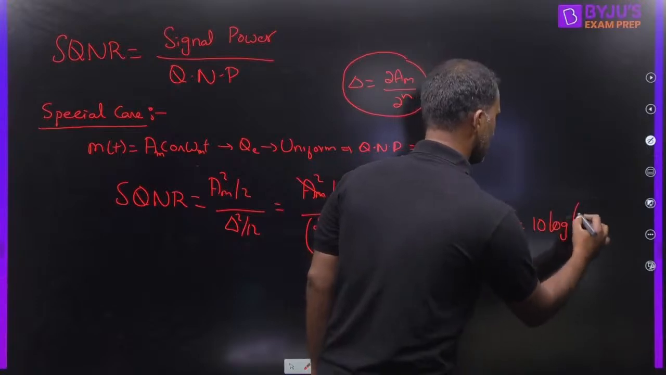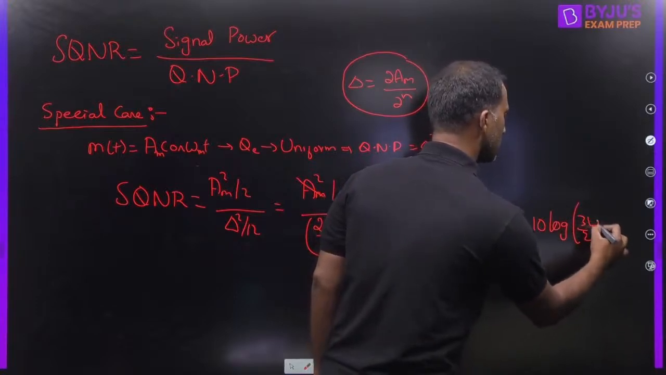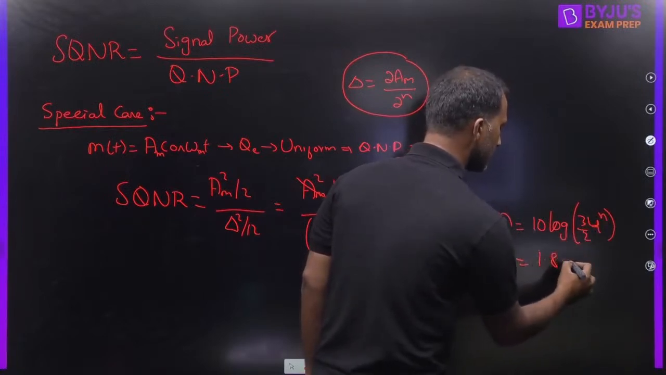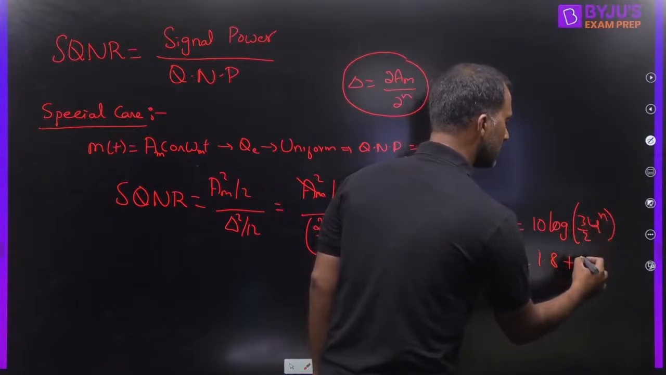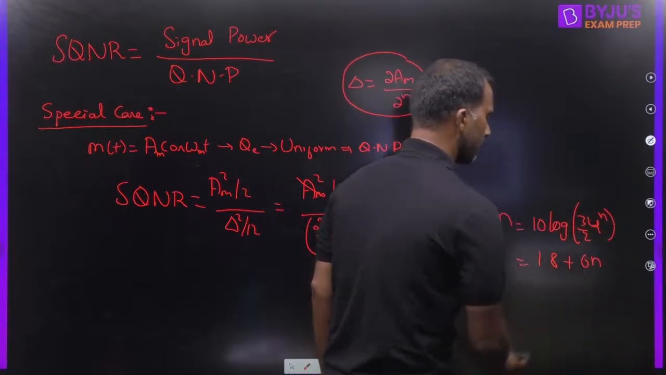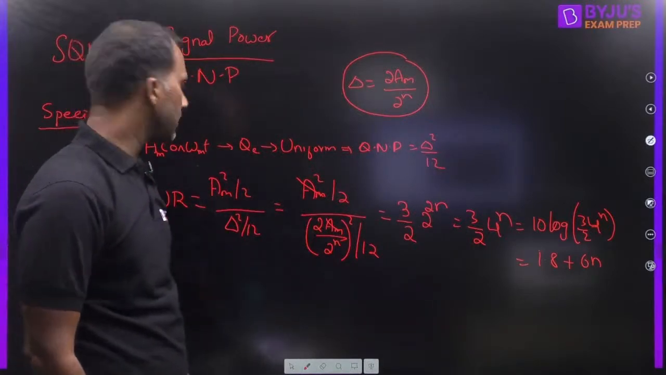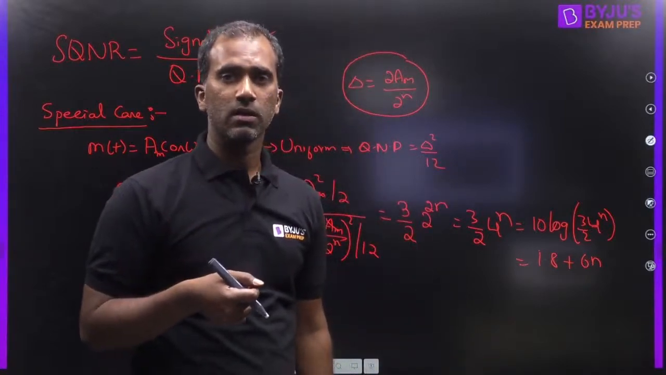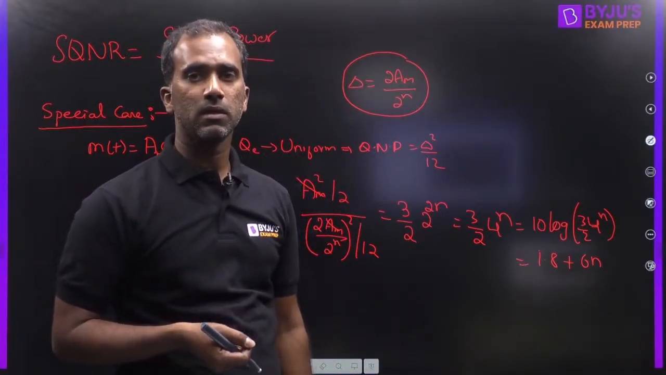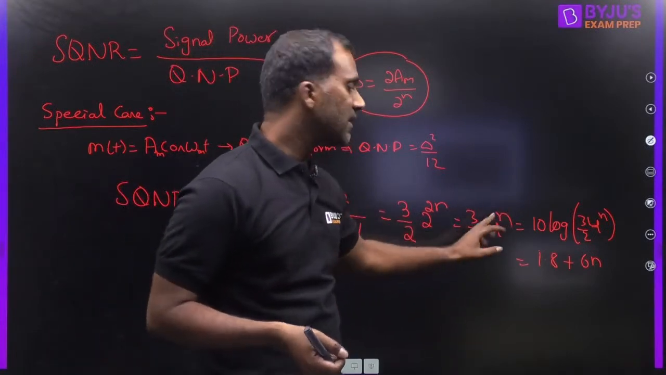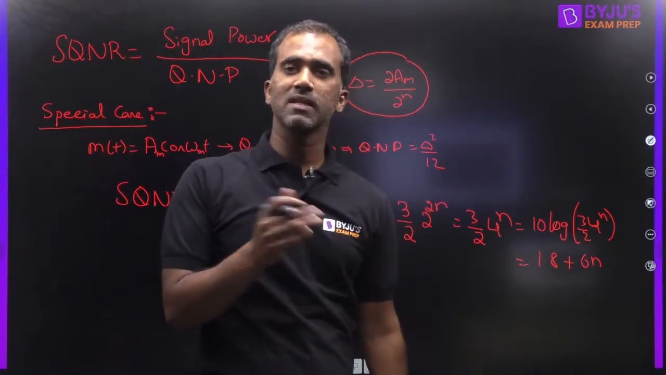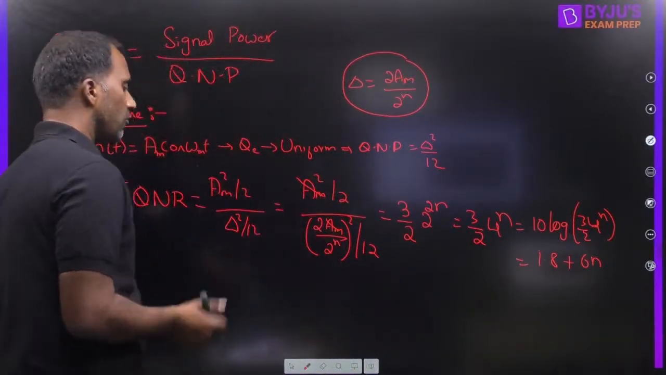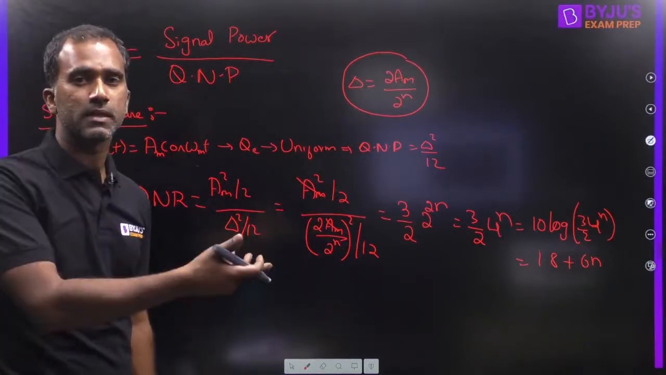10 log of 3 by 2 into 4 to the power of n. So 10 log 3 by 2, you will get something like 1.8, plus 10 log 4 power n is 6n. So the answer is 6n plus 1.8 dB. As you increase n by 1 bit extra, the SQNR increases by 6 dB. Or as n increases by 1 bit, SQNR increases by 4 times. 4 times or 6 dB, both are same. 4 times in normal scale is same as 6 dB in dB scale.